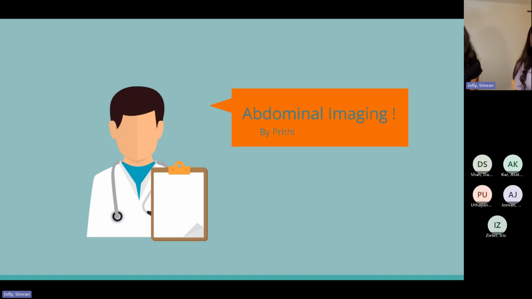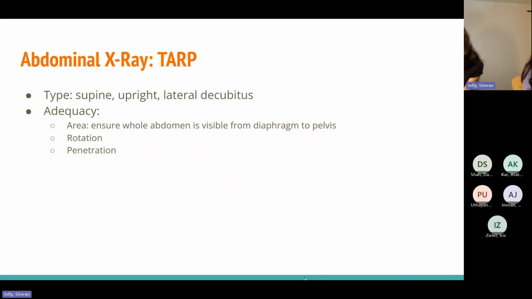Okay, so hi guys. I'm just going to talk through some X-rays. So for gastro and for ortho.